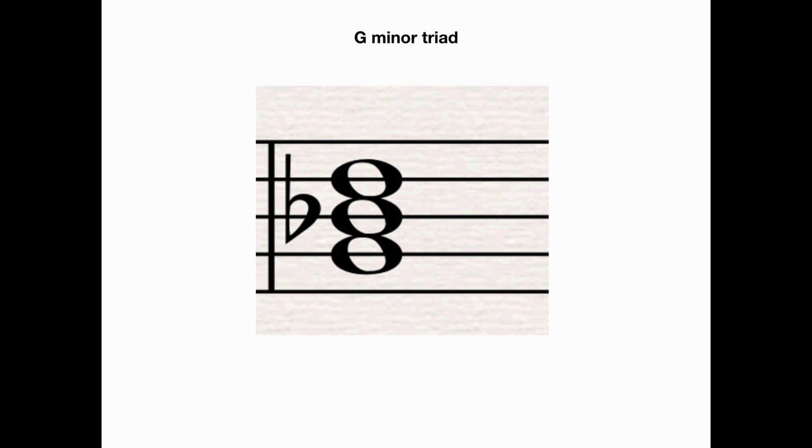To look at an example of this, we have a G minor triad. Again, the root note being G. In this instance, the third is a minor third, and the third note is a perfect fifth above the root, making it a minor triad. So G to B flat is the minor third, and G to D would be the perfect fifth.